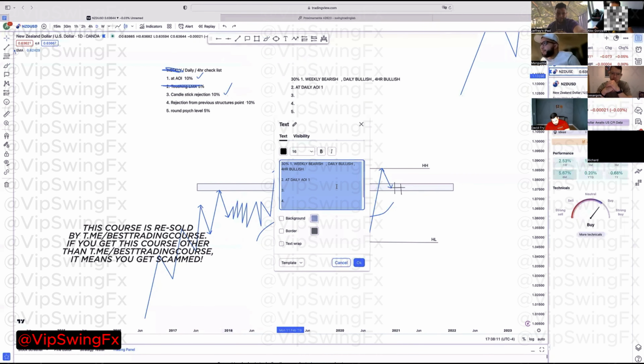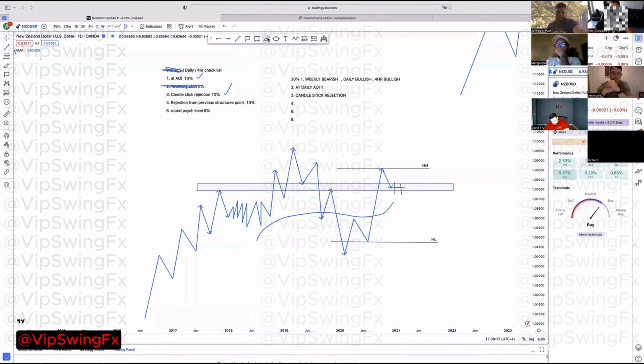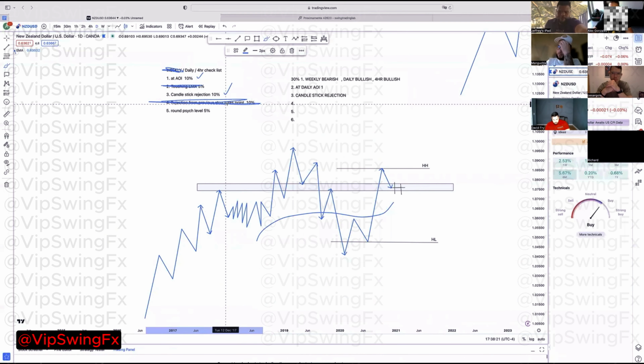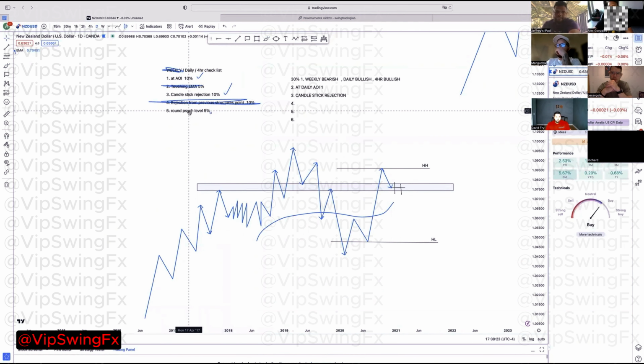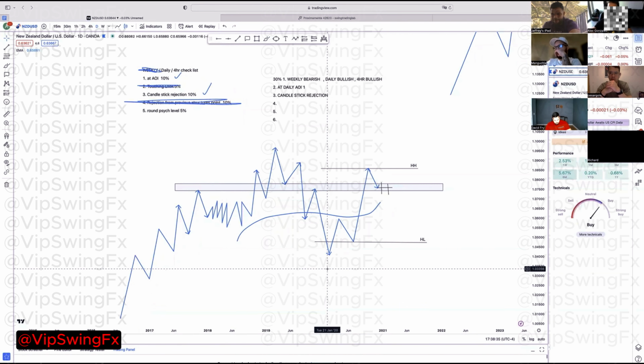So this is where we come here, we add candlestick rejection because it's there. Are we at a previous structure point? No, we are not at a previous structure point. And do we have a round psychological level? So I want you guys to pay attention because this is the hardest thing to identify, right? I'm totally kidding. It's actually the easiest thing to do. So the round psychological level is very simple.